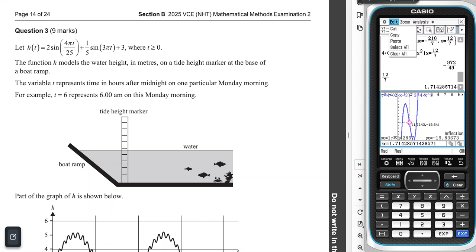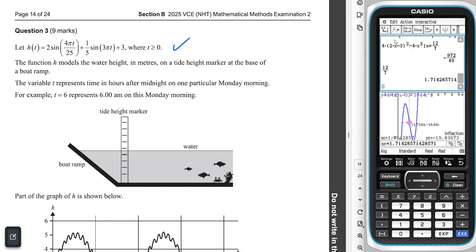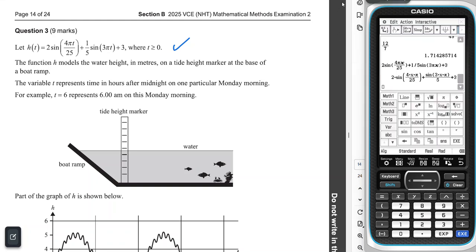Okay, question number 3. We have this rule, so let's type that in over here. 2. Okay, so we've drawn that. It represents the height on a high tide marker at the base of a boat ramp. So it's the height of the tide, and here is the marker here.